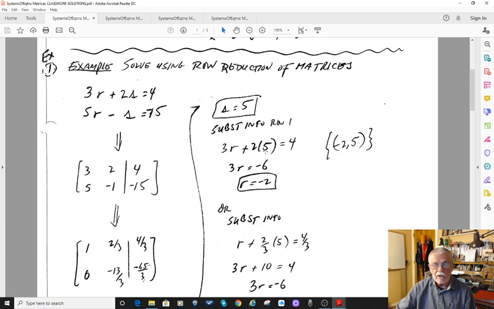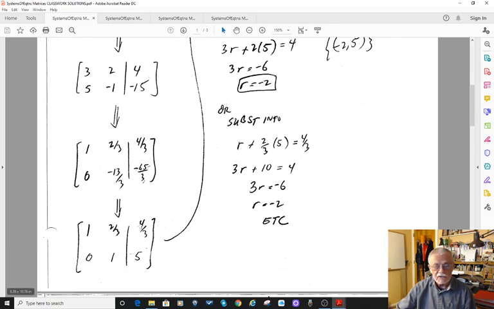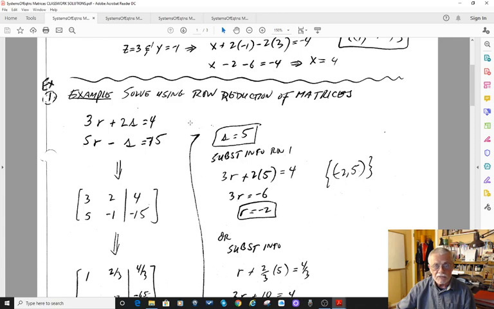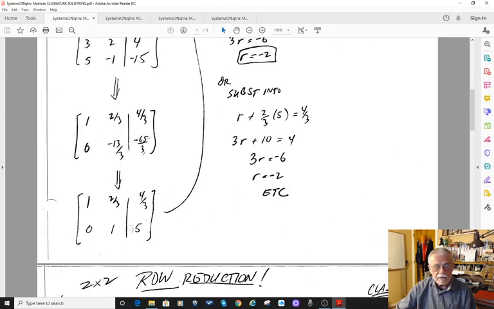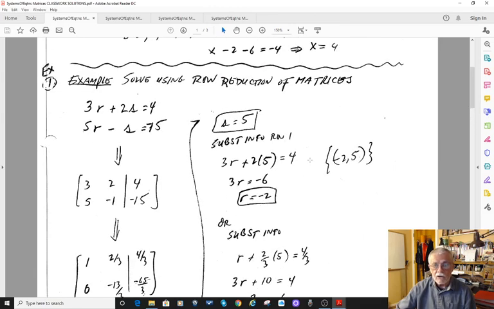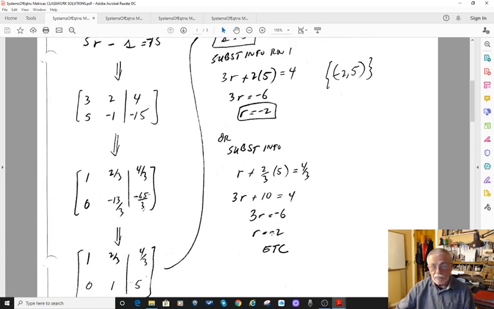The easy way of substituting, I mean, I could substitute into here, would be fine. I could also substitute back into row 1. Okay, so I'm going to do that. Because I now know s is 5, right? So I go back in, and I put in s is 5, so I get a 10 here, and 3r is -6, r is -2, so I'm done.